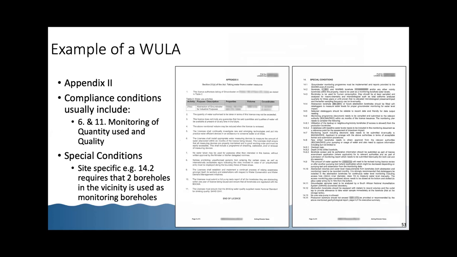occasions like this one, you also get special conditions. For example, here, 14.2, it was required that 2 boreholes are used as monitoring boreholes to ensure that the surrounding area does not get impacted by the water use. So one of the main reasons you need to monitor is your legal requirements, but there are several more.